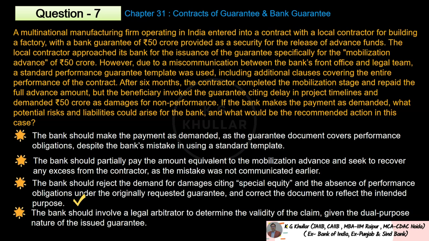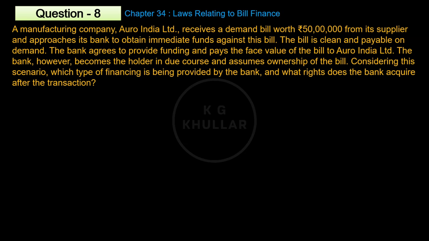The next question is from chapter 34, that is laws relating to bill finance. And the question goes like this. A manufacturing company, Oro Limited India, receives a demand bill worth Rs 50 lakhs from its supplier and approaches its bank to obtain immediate funds against this bill. The bill is clean and payable on demand.